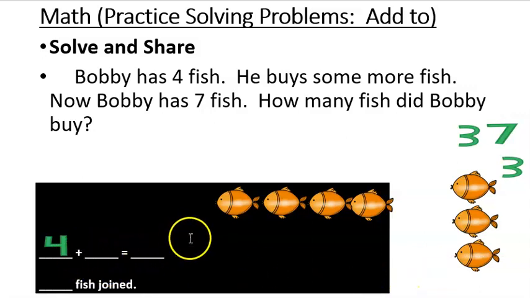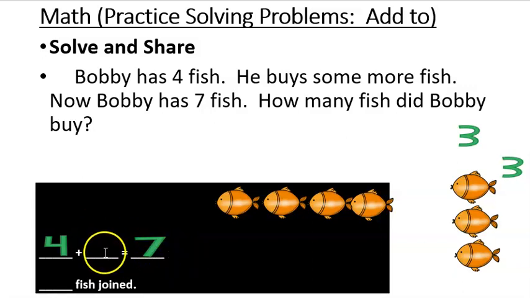Now, first graders, let's keep reading. Here we go. He buys some more fish. So he's going to buy some more fish. Let's keep reading. Now, Bobby has 7 fish. Okay? Now, he has 7 fish after he bought some more fish. So look, this 7 is going to be the answer. You see that? Quickly, Mr. Brigade is going to put that there. Now, it's this number that we need to find, okay? We need to find this number here.